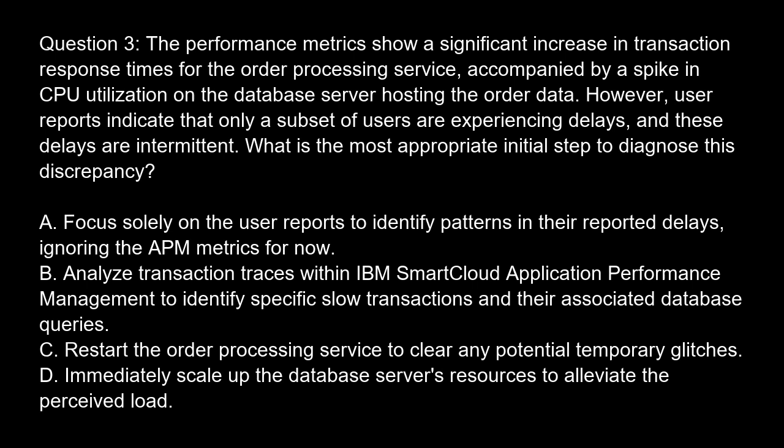Option A. Focus solely on the user reports to identify patterns in their reported delays, ignoring the APM metrics for now. Option B. Analyze transaction traces within IBM SmartCloud application performance management to identify specific slow transactions and their associated database queries. Option C. Restart the order processing service to clear any potential temporary glitches. Option D. Immediately scale up the database server's resources to alleviate the perceived load.